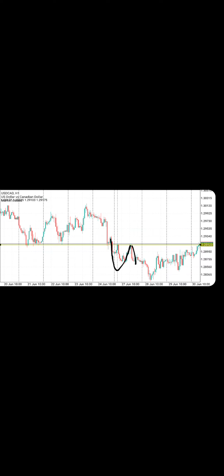Remember, when I was teaching support and resistance, I said that when price breaks resistance or support, it will come back to test it. Most of the time it comes back to test. Then if it doesn't break that resistance, it will keep on going down like that. So this is an example of a rejection candle.